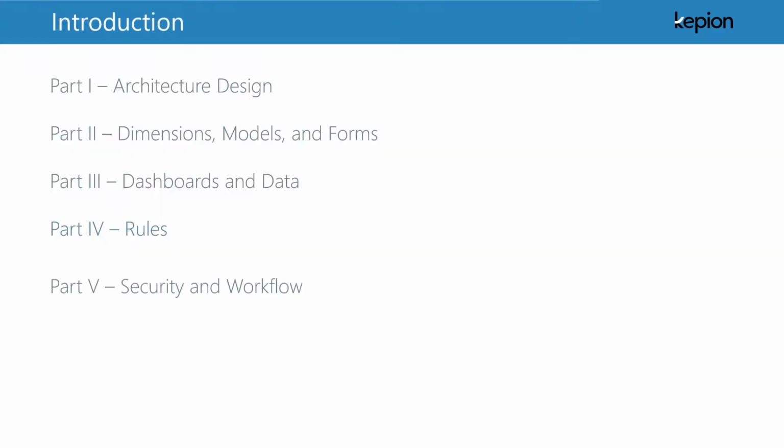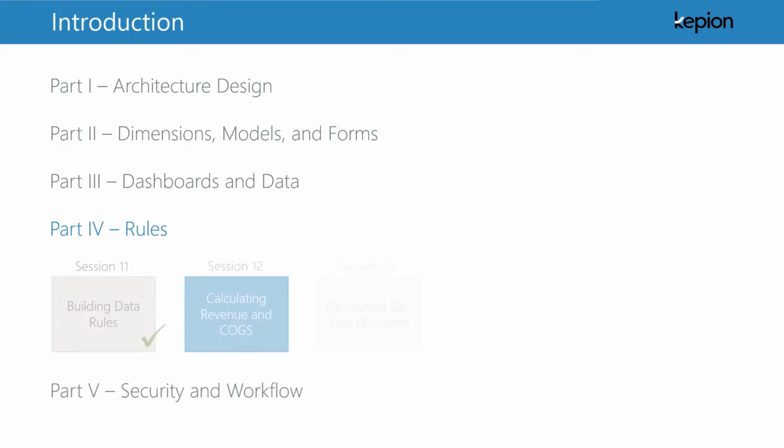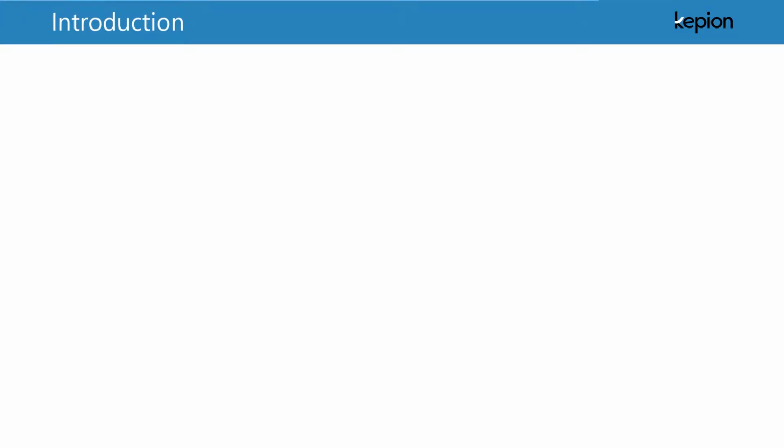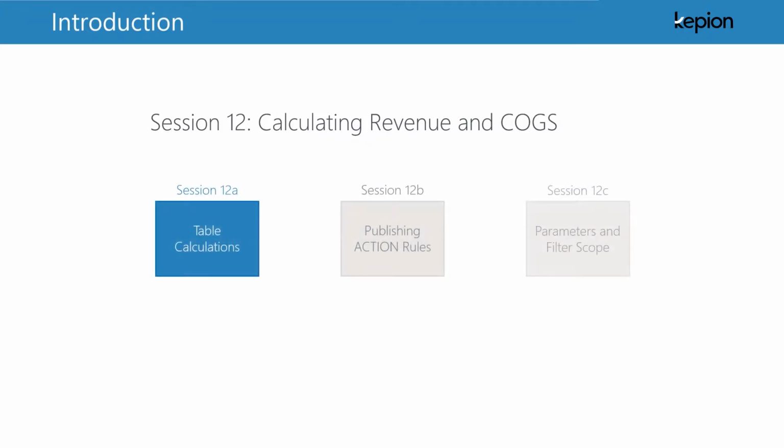In this session, we'll design a rule to calculate our base assumptions into revenue and cost of goods sold. Then we'll publish those results to the calculated partition of our reporting model. As there are a lot of important concepts introduced in this session, we've separated the three sections into separate videos, with each focused on just a single concept.